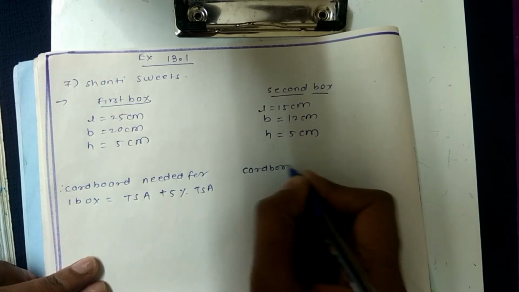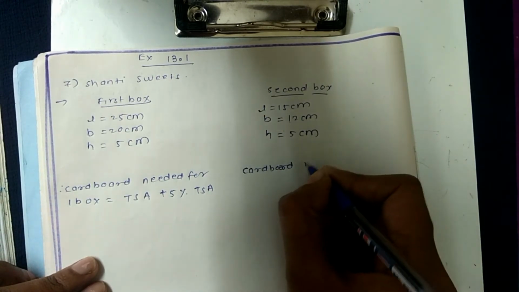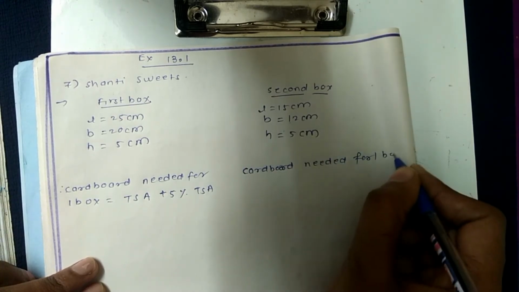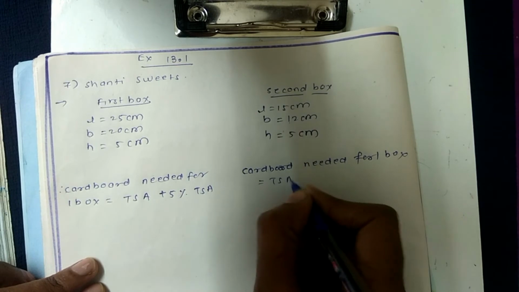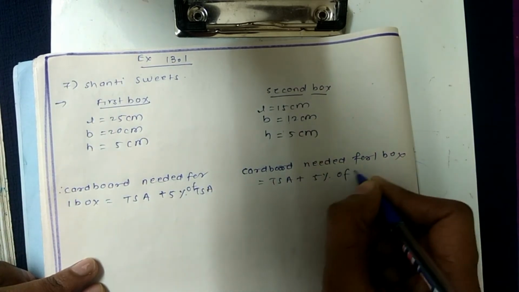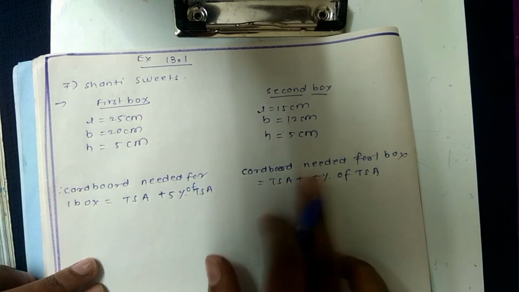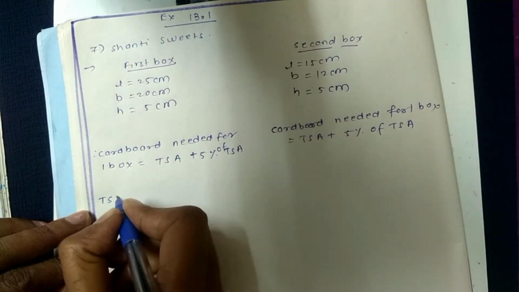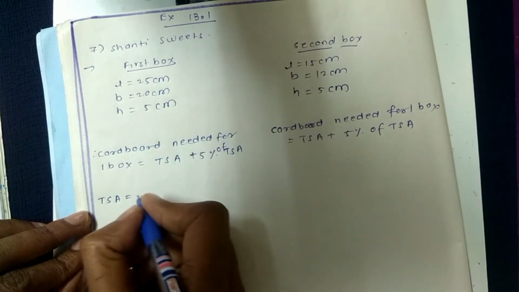Cardboard needed for one box equals TSA of this box plus 5% of total surface area. That will give the total cardboard needed. So we'll find out the TSA of this box.